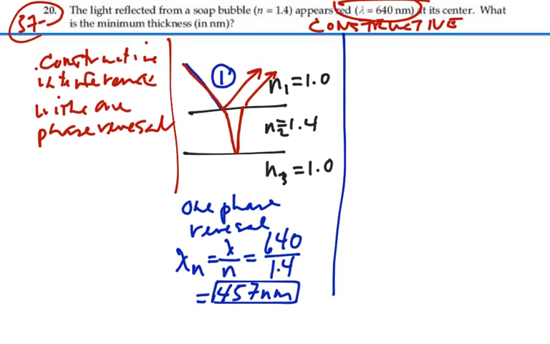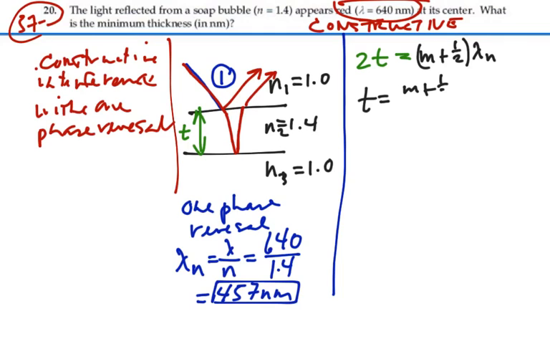Alright, so we want that the thickness of this bubble, we want the path length will be twice that thickness. So we have twice the thickness will be equal to m plus 1/2 times the wavelength within the bubble medium. We want to solve this for the thickness. So the thickness will equal m plus 1/2 times the wavelength within the bubble medium divided by 2.